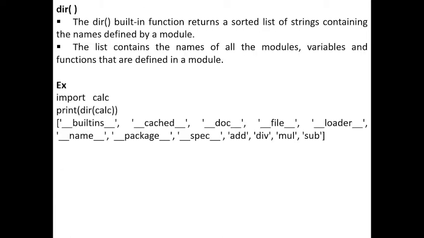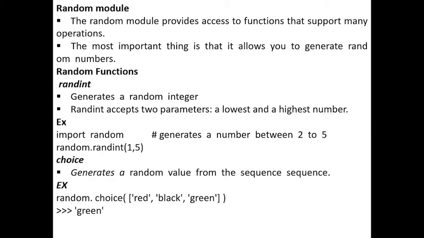Then comes the dir function. The dir built-in function returns a sorted list of strings containing names defined by a module. The list contains the names of all modules, variables and functions that are defined in a module. For example, import calc, print dir(calc), and then we get in square brackets all the variables, functions and other names. Then comes the random module.